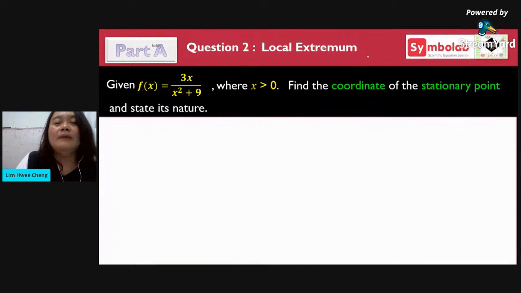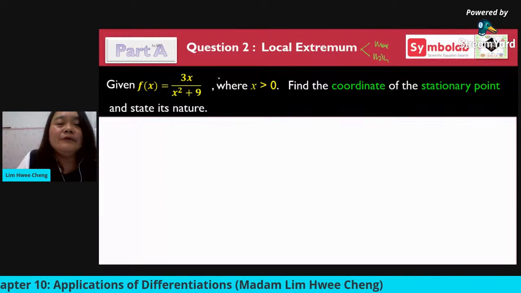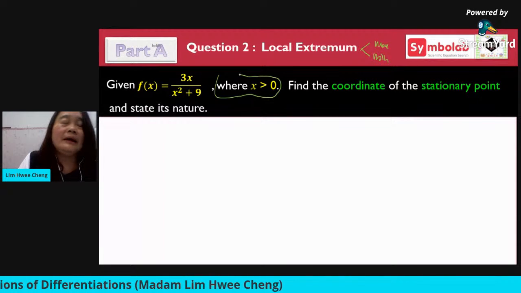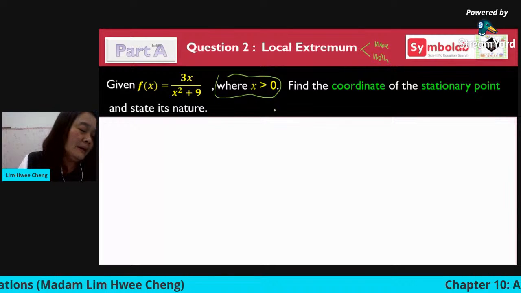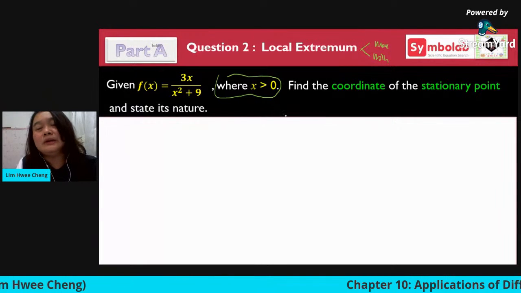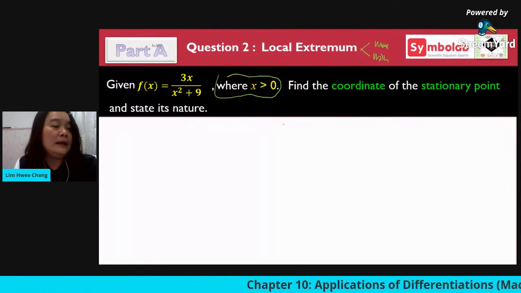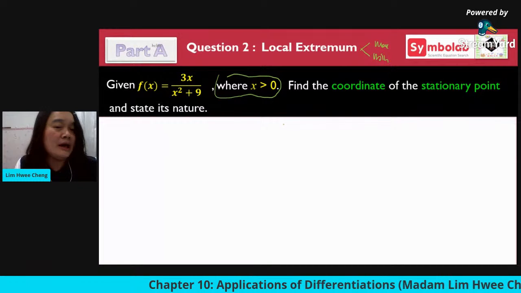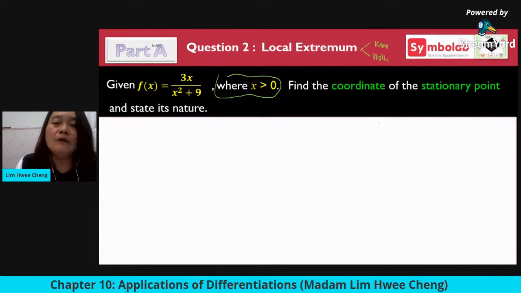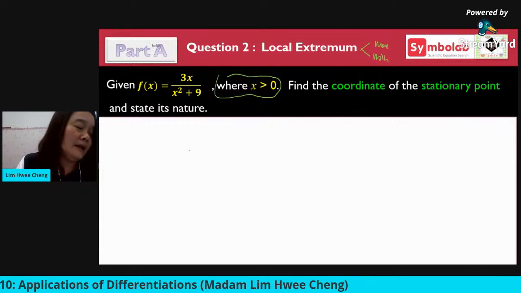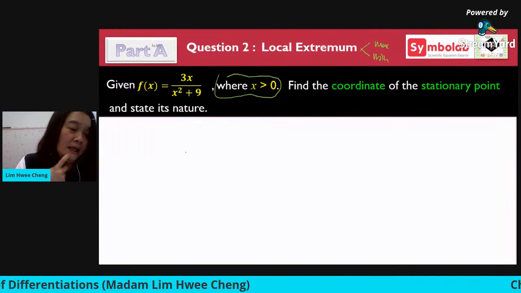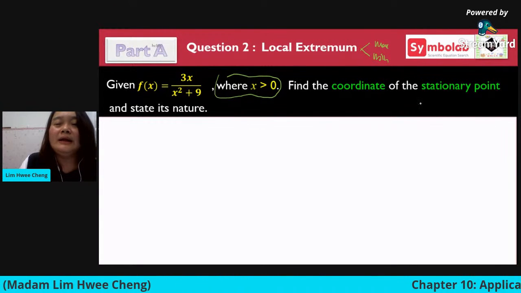Okay, so if you look at this, local extrema. Local extremum kita ada dua, so sama ada maximum atau minimum. Okay, be careful class. So they give you the extra condition: kita nak x yang besar daripada 0. So this one you have to read the questions carefully. Find the coordinates of the stationary point and state its nature. Dia nak coordinate and dia nak dia punya nature.